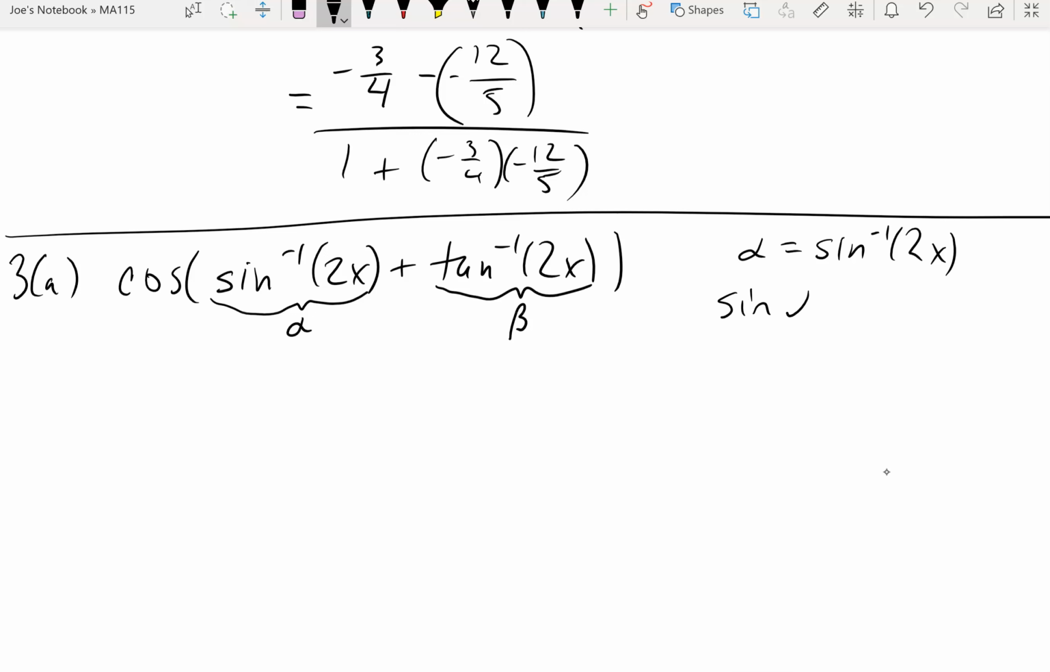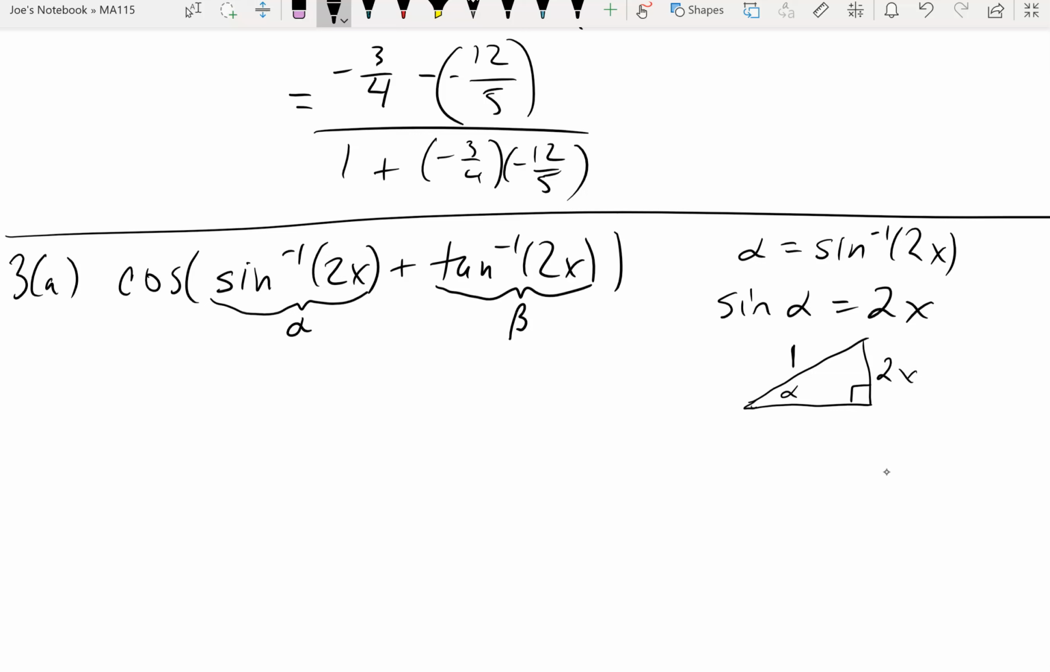So you do the sine of both sides. So you have sine of alpha equals the 2x, right? Do the sine of both sides. And now let's draw a triangle. I know something about sine alpha. For the triangle, what sides do we label if we know the sine? Opposite and the hypotenuse, right? So what can I label the opposite and what can I label the hypotenuse here? Good. The opposite is a 2x and the hypotenuse is 1 because I can think of it as 2x over 1.